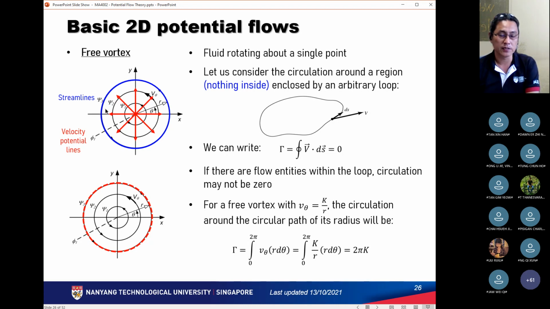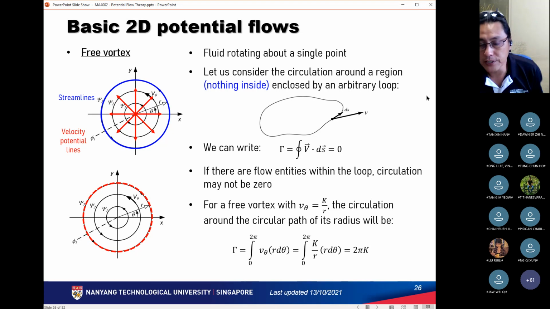Now, if the blue circles here are the streamlines, then clearly the radial lines in this case will be the velocity potential lines. So we have a scenario whereby the situation is opposite to what we've seen for the source and sink. Remember, for the source and sink, the radial lines are the streamlines and the circular lines are the velocity potential lines. Whereas for a free vortex, the circular lines are actually the streamlines, and the radial lines are the velocity potential lines. It's a classical opposite thing.